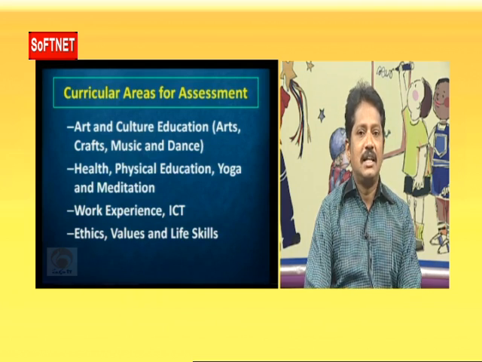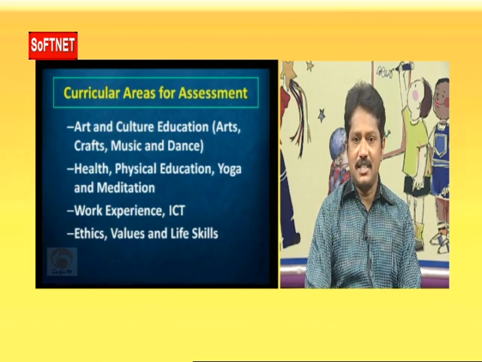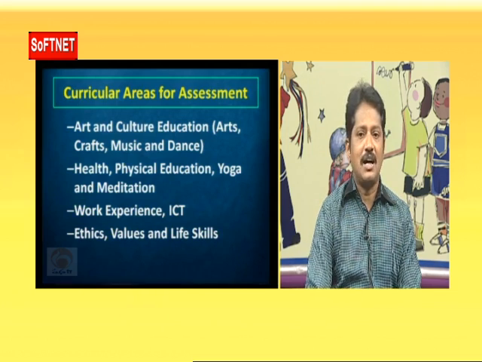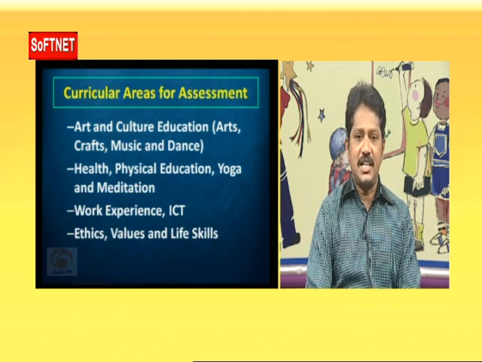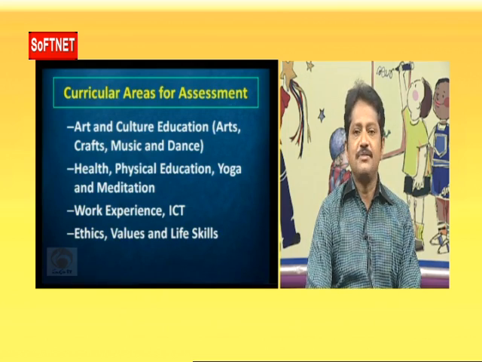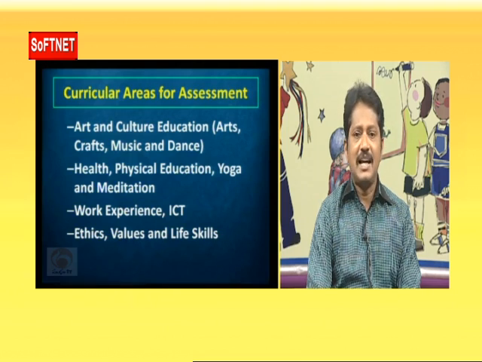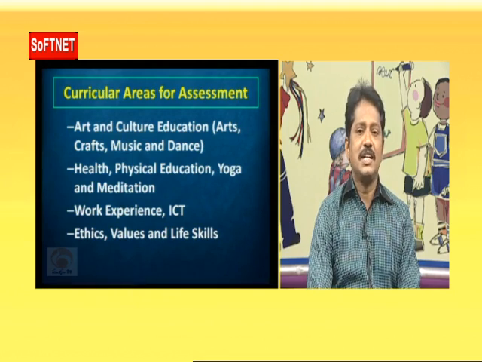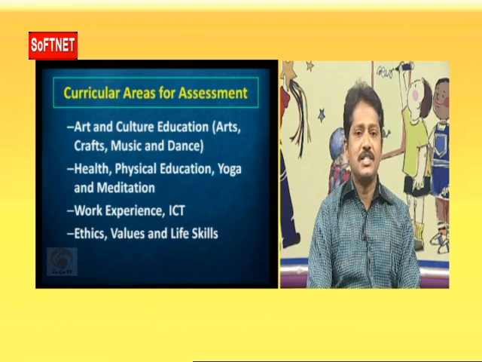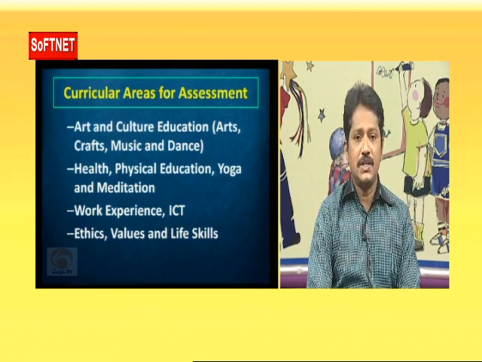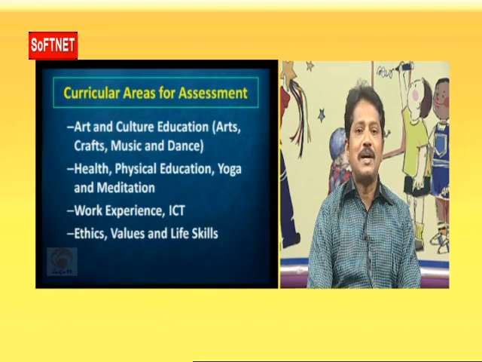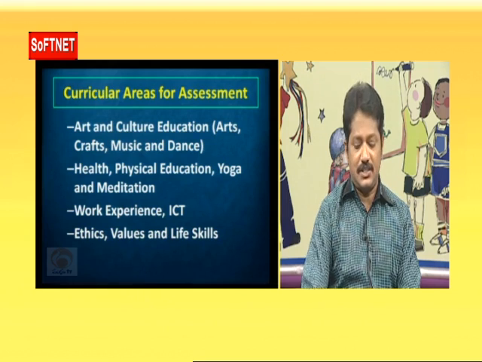And co-curricular areas come under art and culture education, which covers arts, crafts, music and dance. And next, health and physical education, which covers yoga and meditation. And the next one is work experience and ICT. So this covers the work nature of the children and computer education. And the last one is value education, means it covers ethics, values and life skills. These are the co-curricular areas which are going to be assessed.